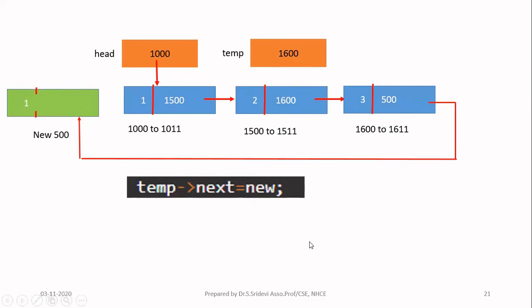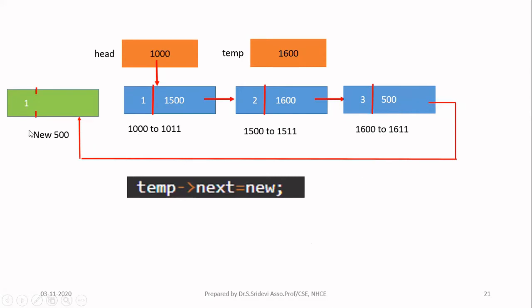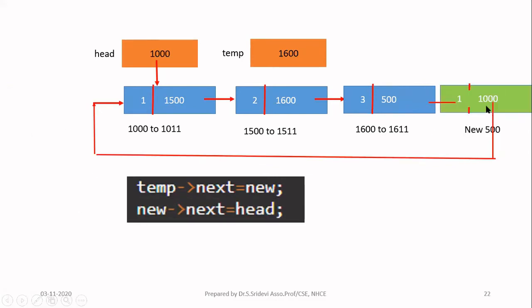So now what are the other steps we have to do? After that step is over, you have the diagram like this. Okay, so now if you see here in the green node, in the next field, I don't have any data. Now I have to insert the data in the next field of the green node. What do I have to insert there? It is the last node now, so it will contain the address of the first node. So I have to take the address of the first node, that is 1000, and put it here.